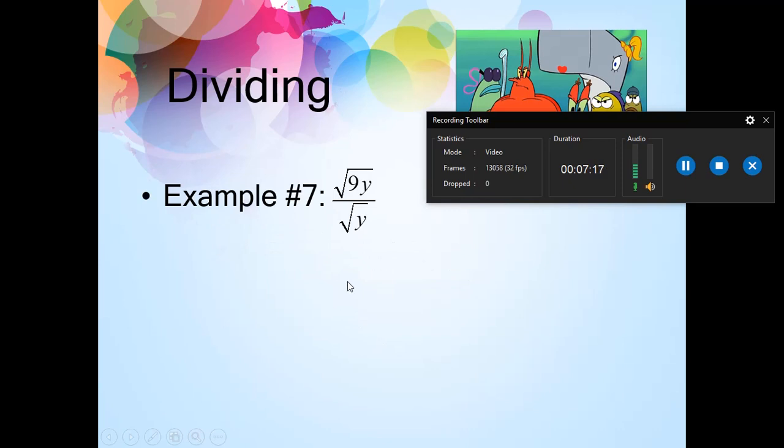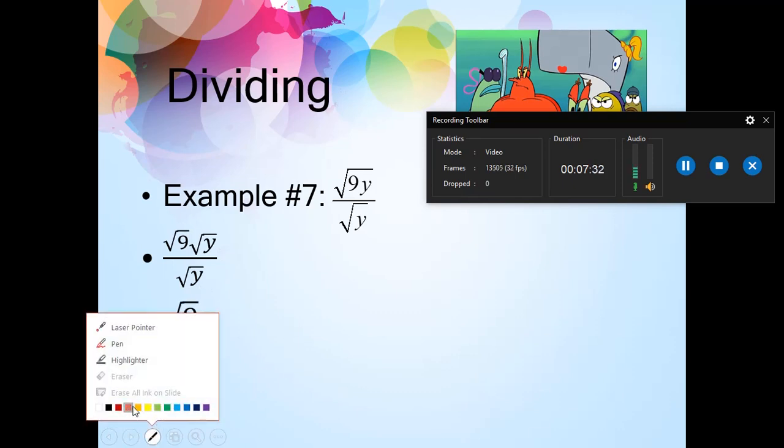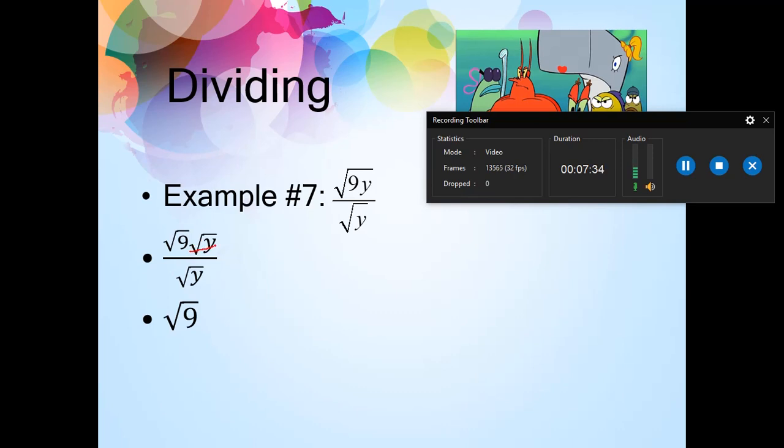Number 7 is a little bit different. We're including a variable. What I'm going to do is separate the numerator into 2 distinct radicals. So we have radical 9 and radical y, and it's over the square root of y. What's nice about this is these 2 factors are identical, and they'll cancel each other out, leaving me just radical 9, and that's a perfect square, resulting in 3.